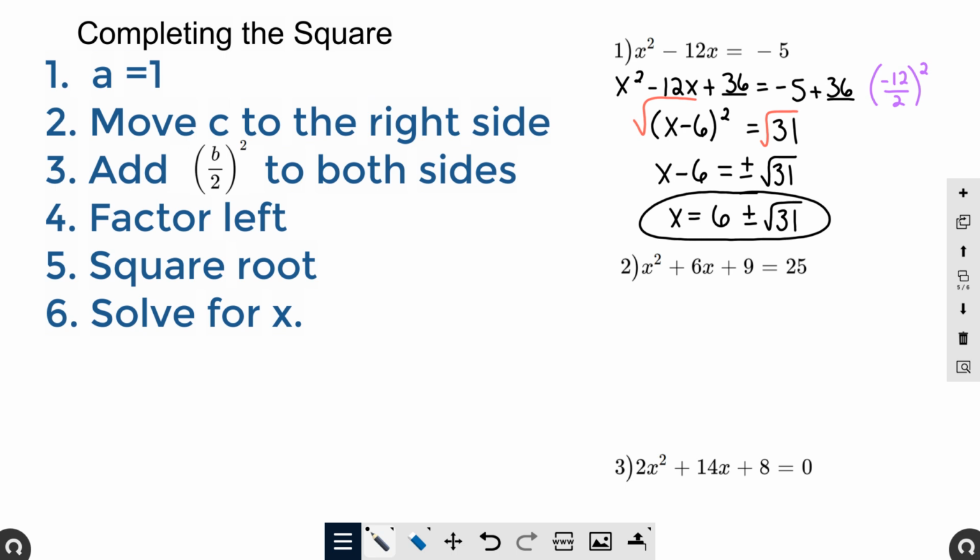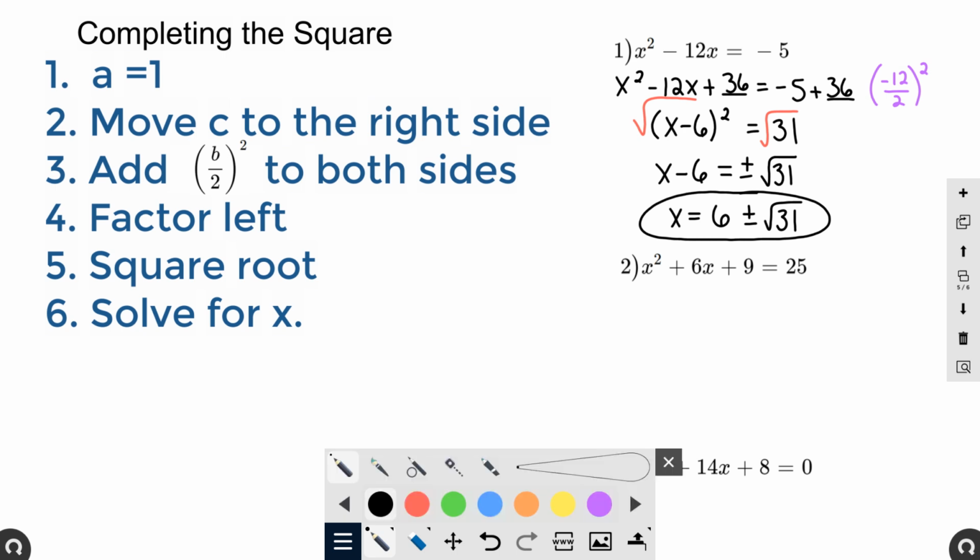All right, and then go ahead and write down problem number 2. X squared plus 6x plus 9 equals 25. Okay, let's go with our steps. The first step is a must equal 1. Does a equal 1? Yeah, it's 1x squared. All right, second step is move c to the right side. Well, what is c? 9. So we're going to minus 9.